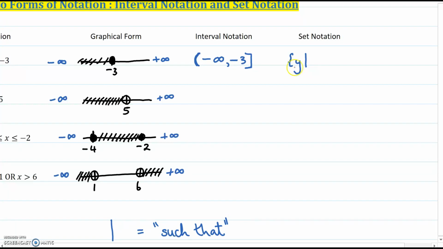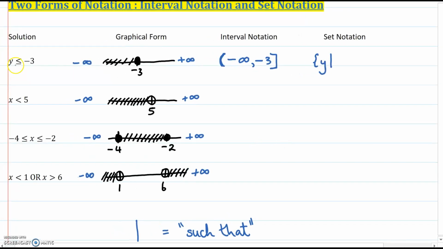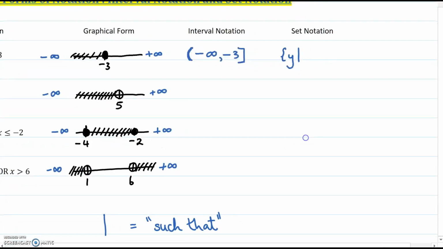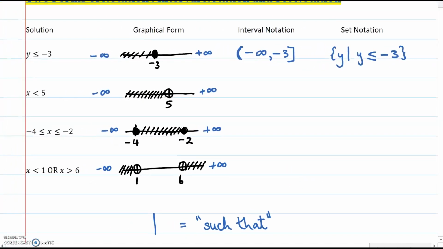So what we've got so far is that our solution is the set of numbers y such that, and then we just go back to the solution, y is less than or equal to -3. Now you might wonder about the point of this. It's very technical and I wouldn't worry about it too much, but all it means is the solution is a set of numbers that are less than or equal to -3. Okay, moving on.